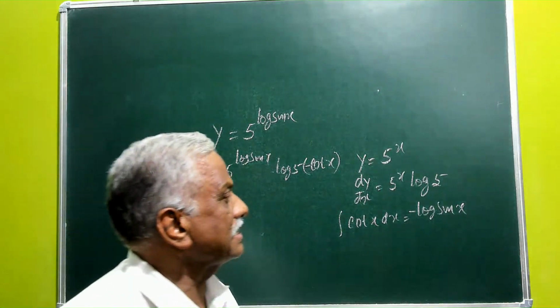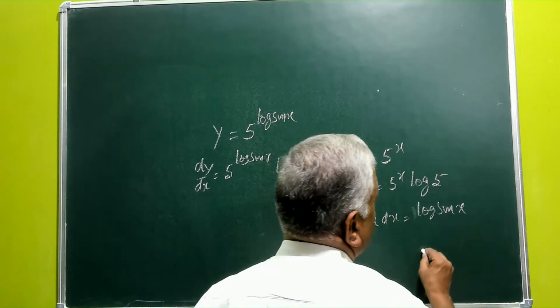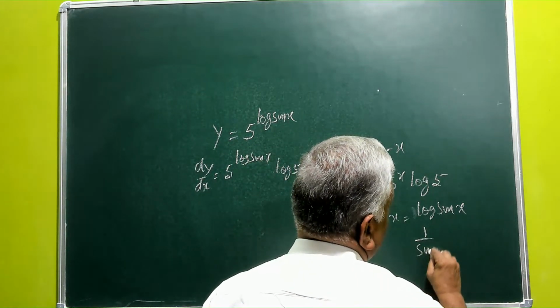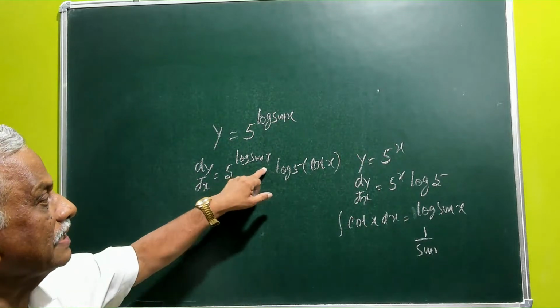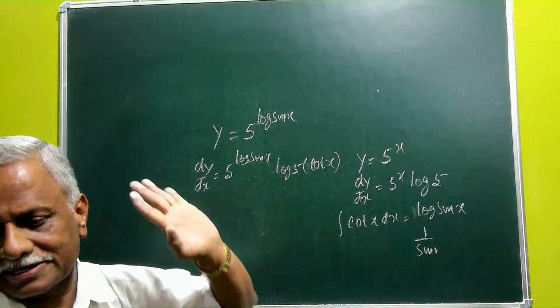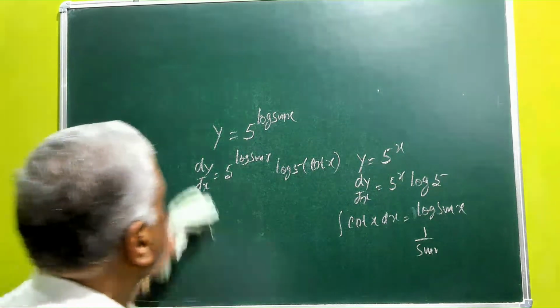Because the derivative of log sin x gives 1 over sin x times cos x, that is plus cot x only. So the answer is 5 to the power of log sin x into log 5 into cot x. They would have given that answer, so you have to take that answer. I have not listed the answers. Okay, let's go to the next problem.